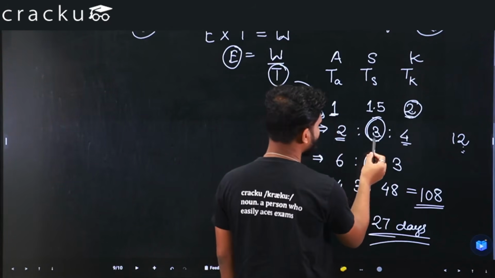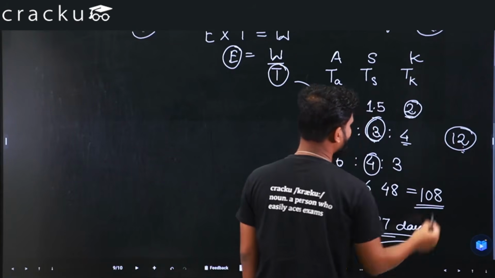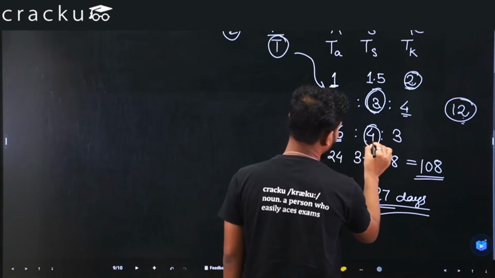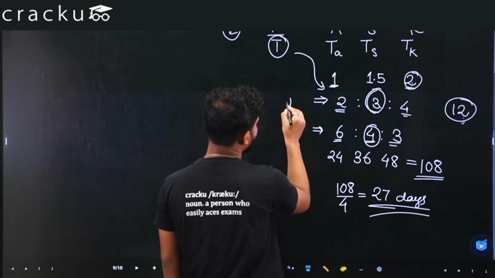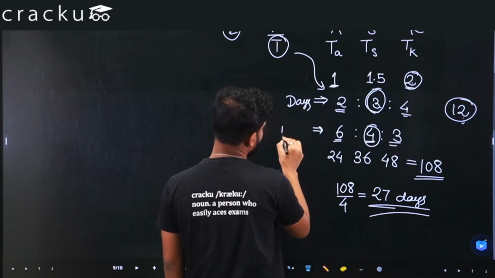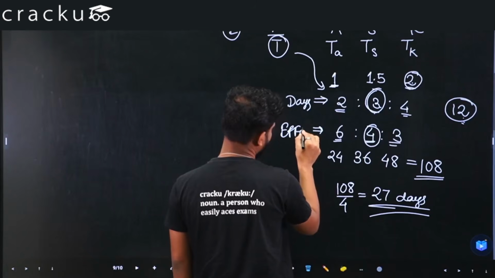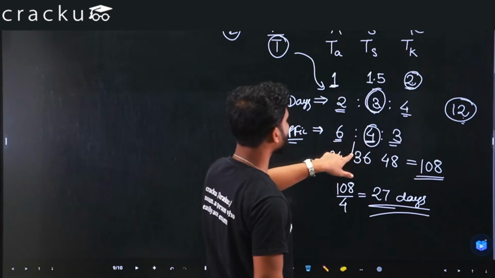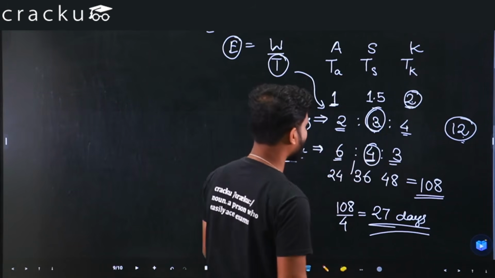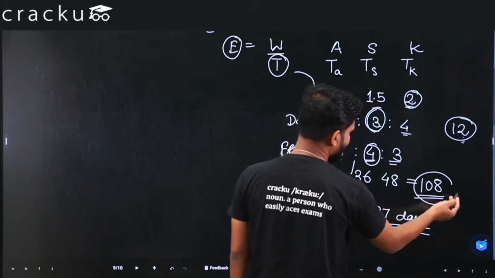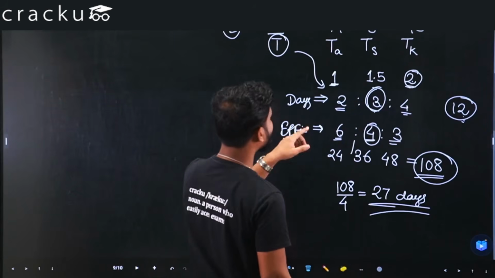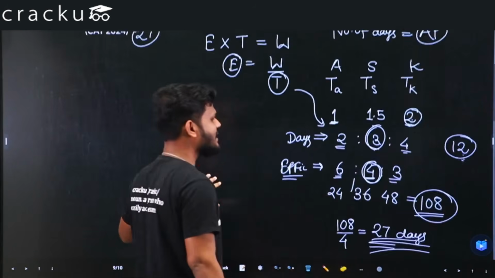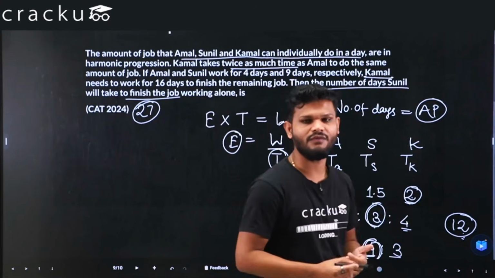So this is 2:3:4. LCM we took as 12. So if LCM is 12, the efficiency will be in the ratio 6:4:3. This is the days and this is efficiency. Now A was working for 4 days, S was working for 9 days and K was working for 16 days. So total work they did is 108. And how many days will S take for that? 108 divided by 4, which is 27. So we didn't write any equation, we just played with the ratios and found our answer.